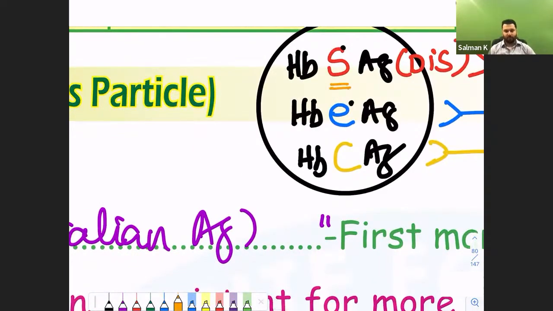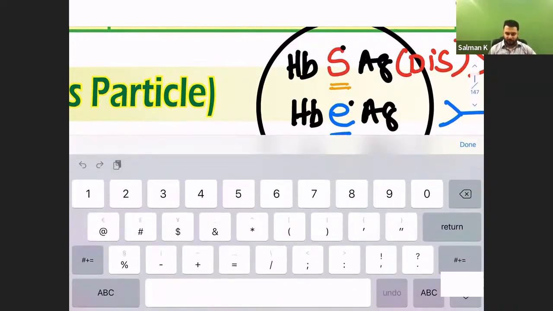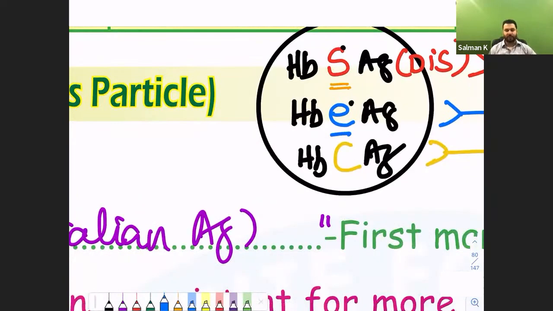HBs, if you are able to find it in the patient's sample, our test detects different things. HBs antigen, if you find it in someone, you should say the person is having the disease right now. Next is HBe antigen. Remember it for the infectious nature of the virus. If this antigen is present, the person is highly infectious.